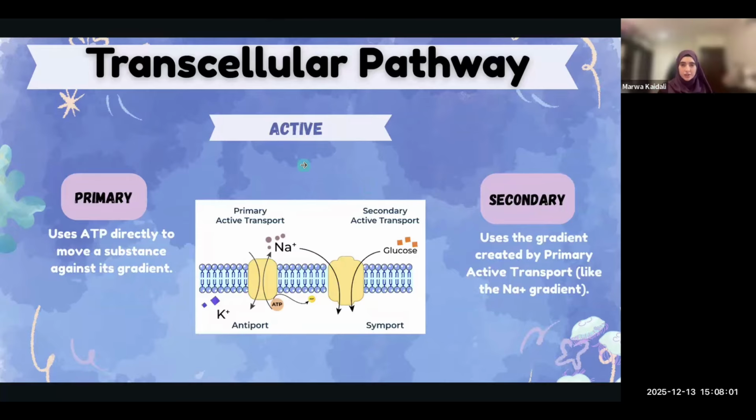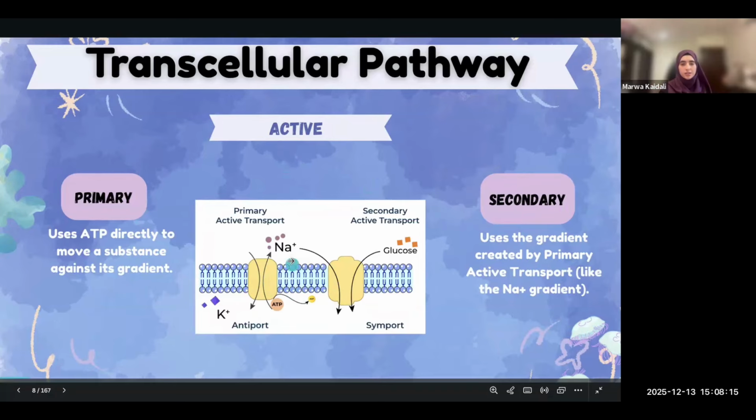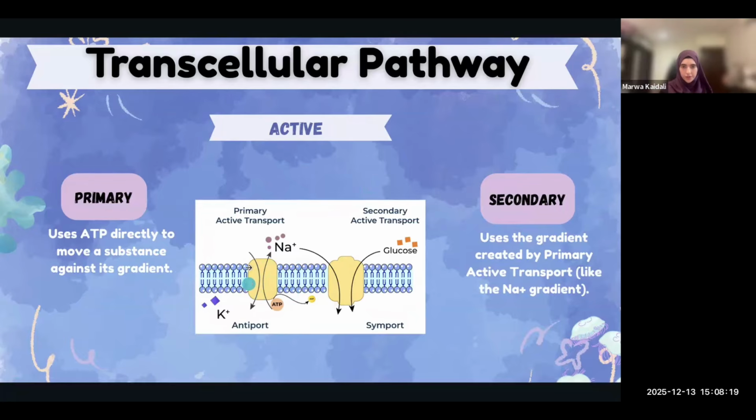Next, we have active transport. Again, we have two types of active transport. We have primary active transport, and we also have secondary active transport. Primary active transport is when we have a channel that is using ATP. In our case over here, we have an example called the sodium potassium ATPase. This channel is going to be using ATP. And then we have secondary active transport, which is basically going to take the gradient that was formed from the primary active transport to use into this channel.